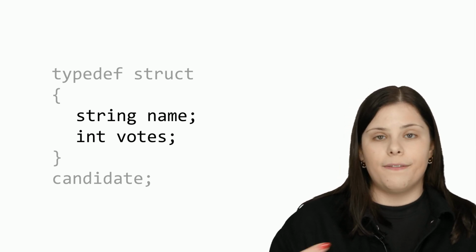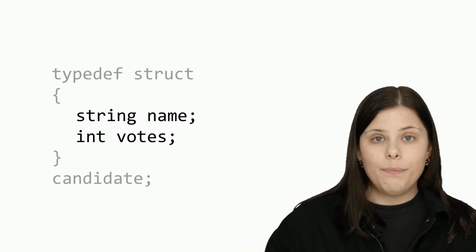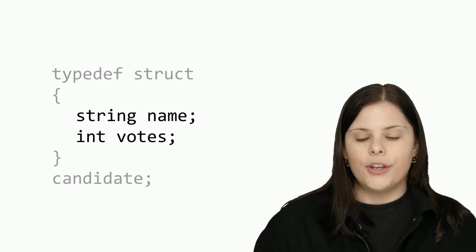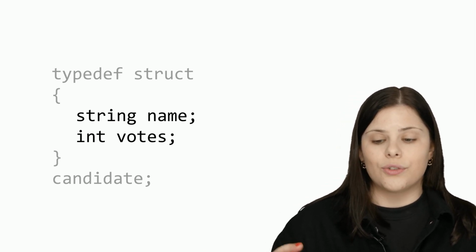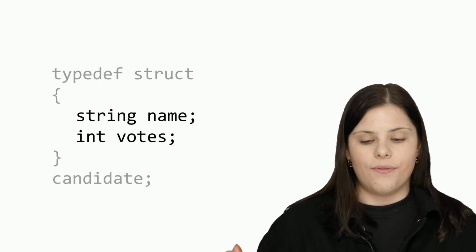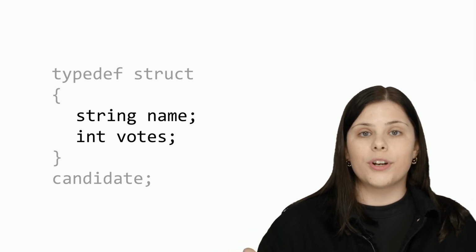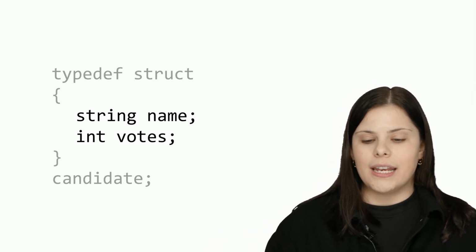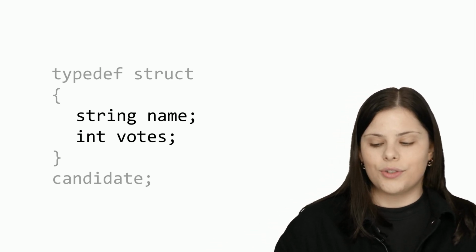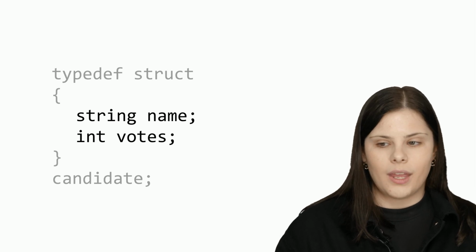Again, as before, it's very important to specify the type of that element. So in this case, I'm choosing string name and int votes, because votes are numbers, I'm going to record them as integers, and the name is text or string.